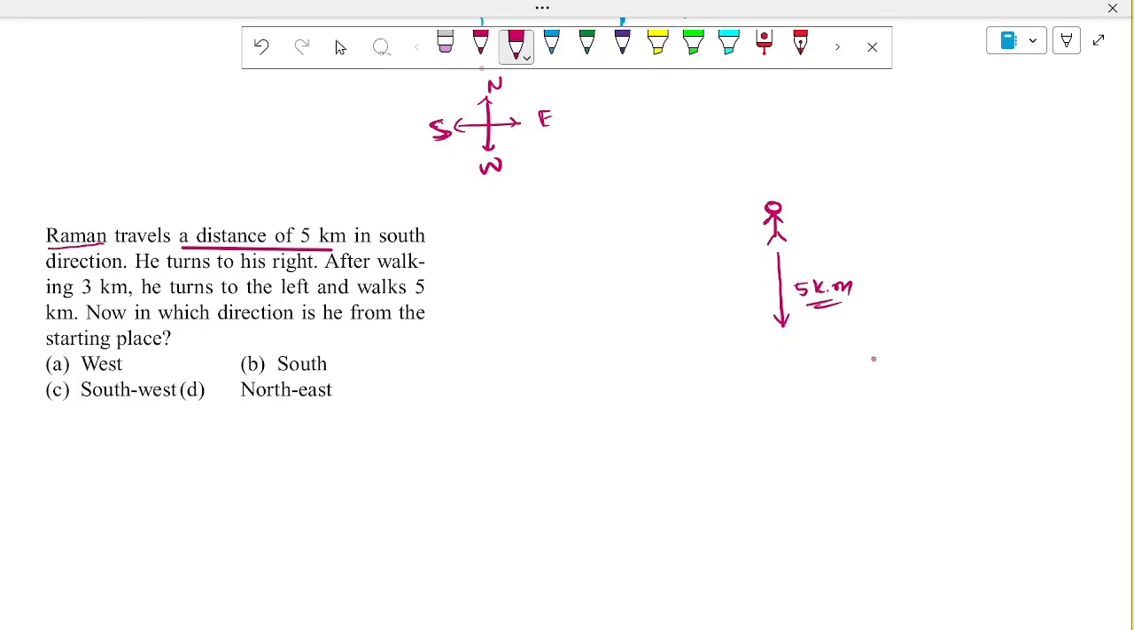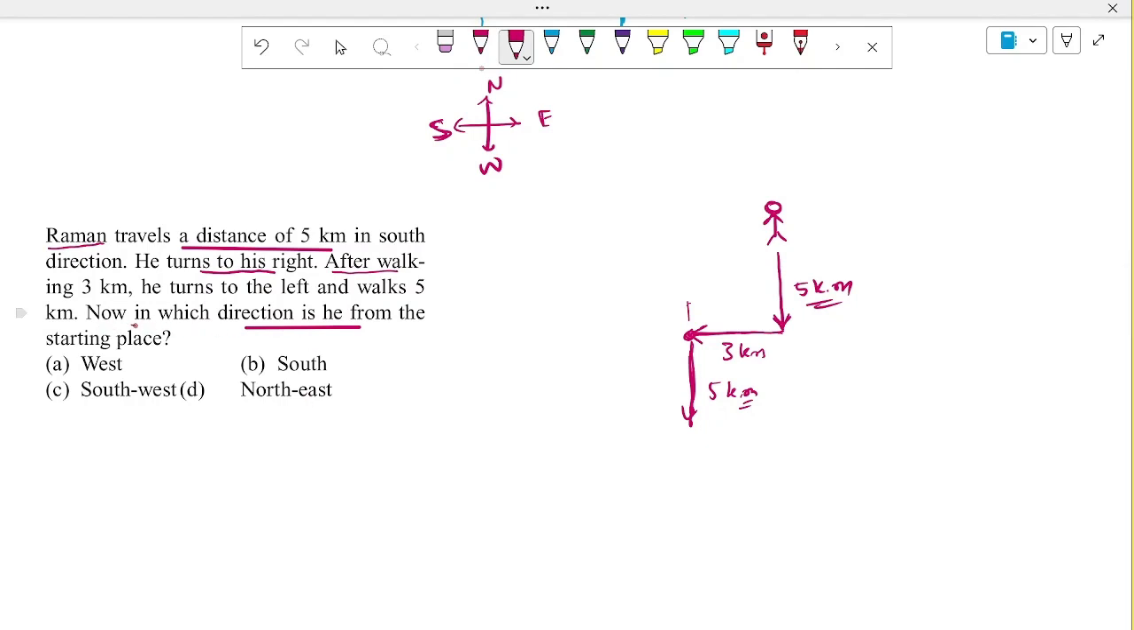Now he has traveled 5 kilometers to the south direction. From here, he is going to turn to his right. This is his right. After walking 3 kilometers, it means he has walked 3 kilometers here. He turns to the left and walks 5 kilometers. Again from here, he is going to turn to his left. This is right, this is left. So he is going to walk 5 kilometers.